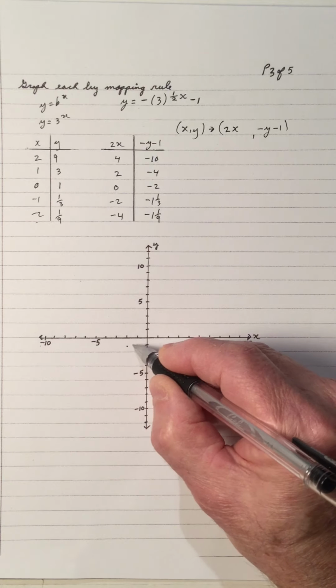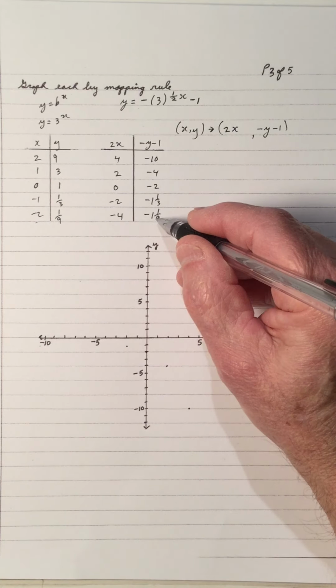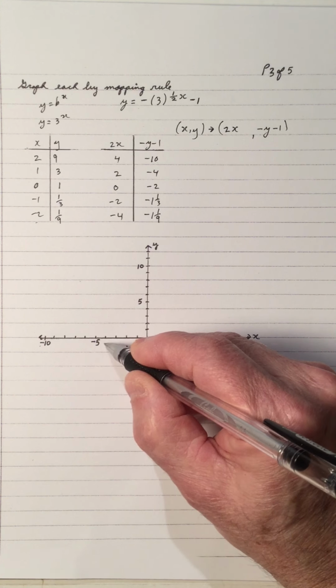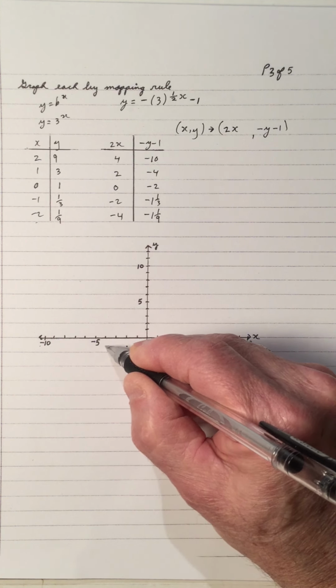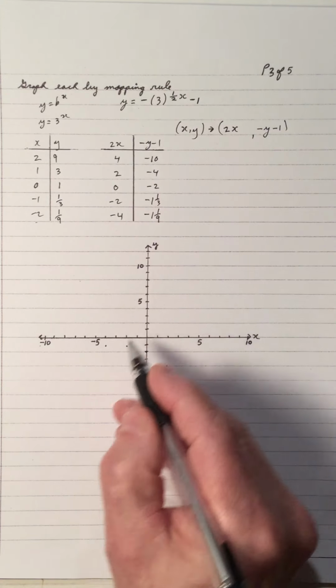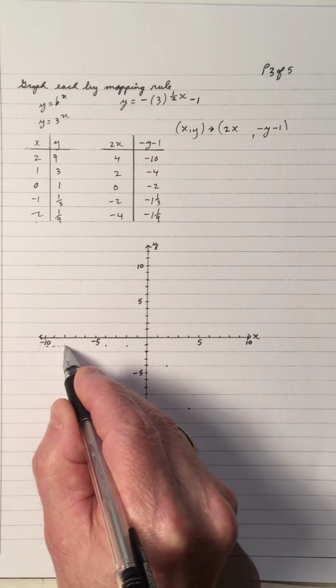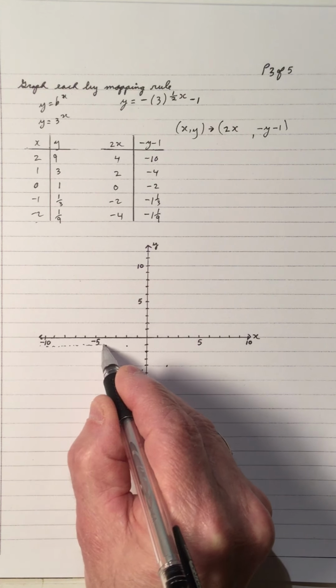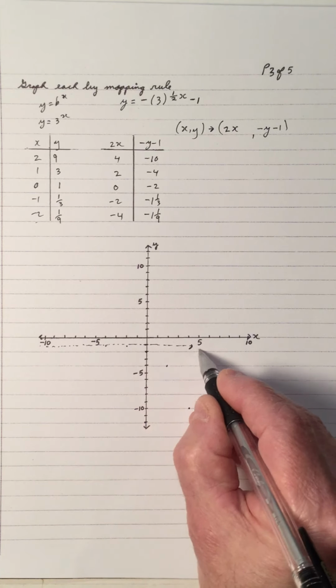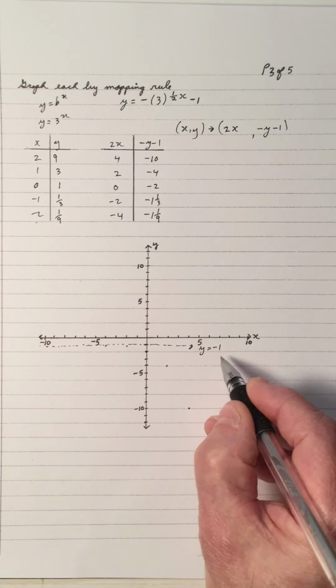It stays about right there. And a negative 4 is a negative 1 1/9. And it stays right there. Notice it's closer. The asymptote is a negative 1. So if I draw a dotted line indicating that's the asymptote, so the asymptote is y equals negative 1.